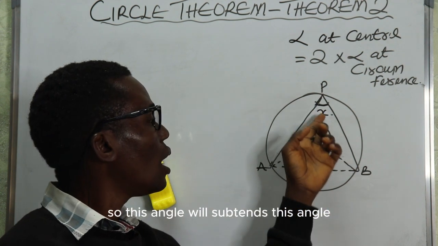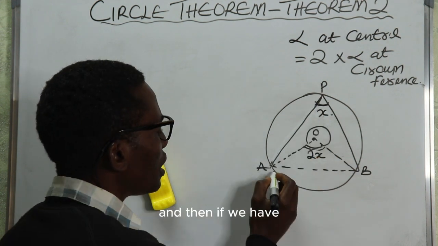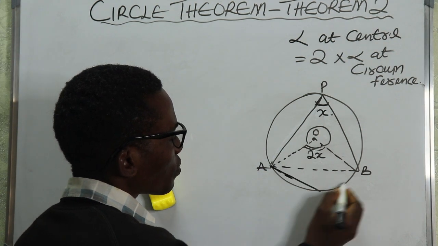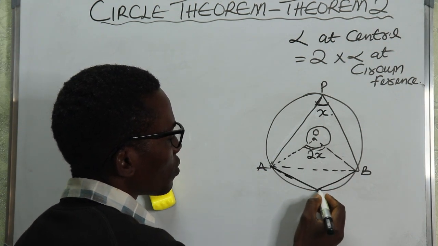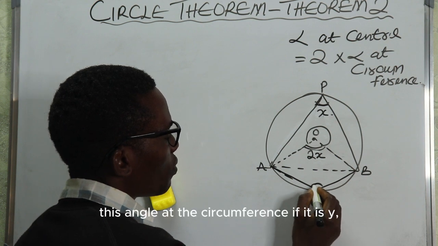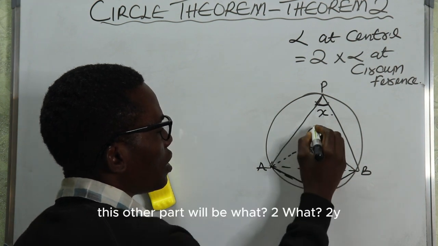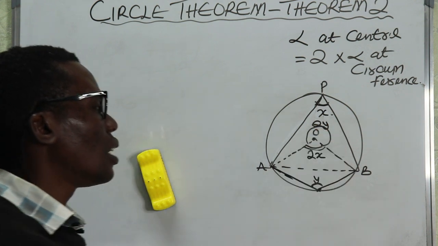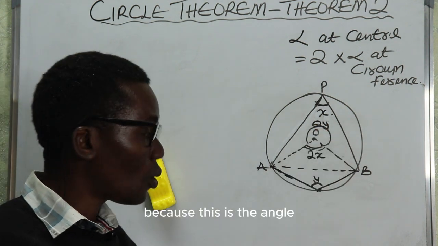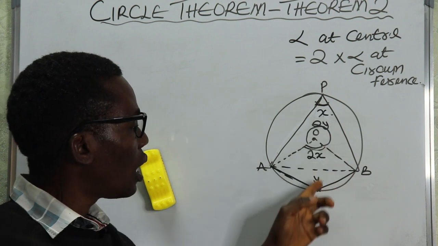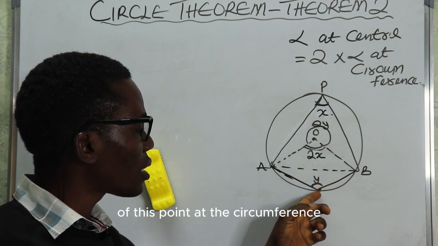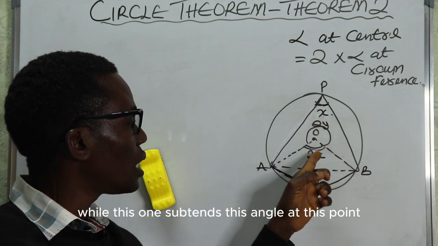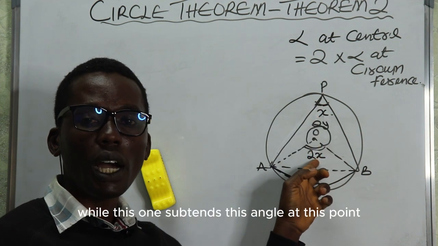So this angle will sustain this angle, and then if we extend this part of the chord, this angle at the circumference, if it is y, this other part will be 2y. And that is what that point is, because this is the angle of this point at the circumference or at the center, while this one subtends this angle at this point.